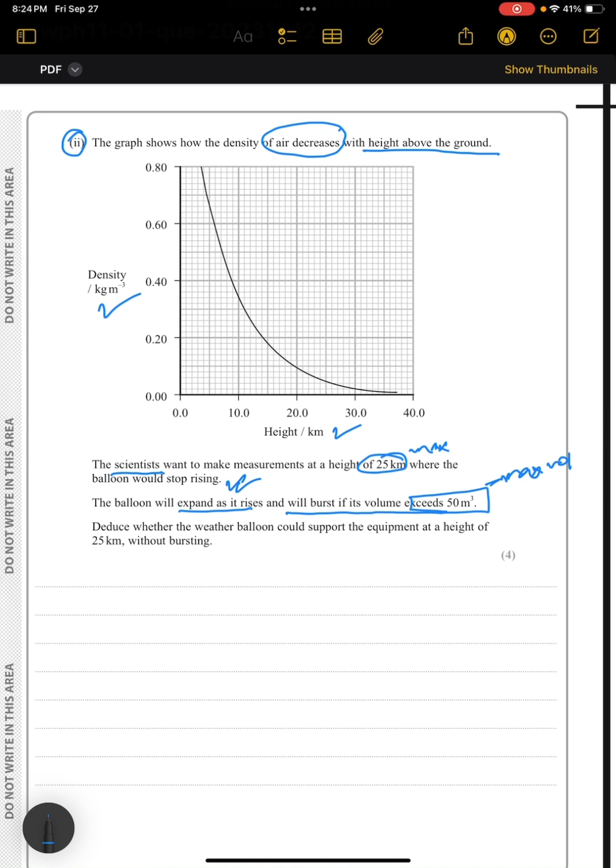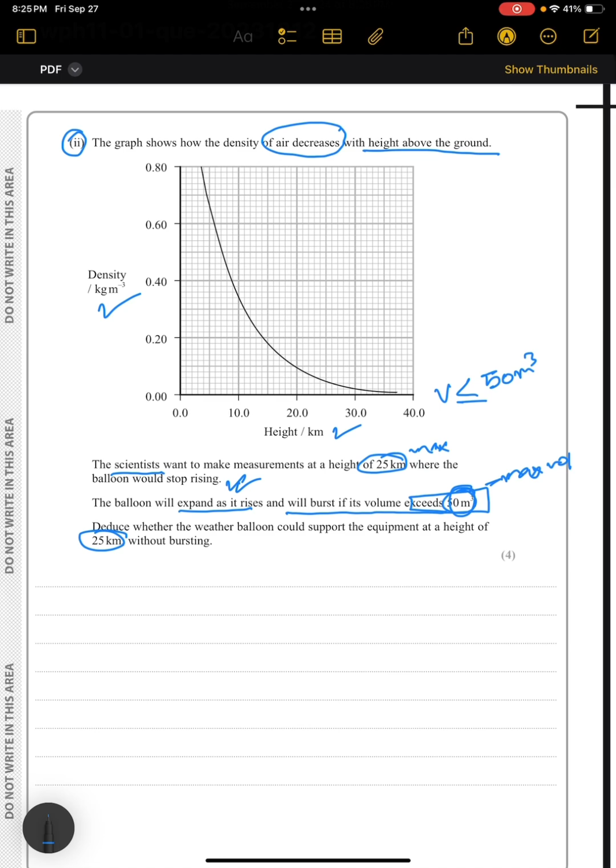They have said deduce whether the weather balloon could support the experiment at a height of 25 km. So basically they are asking, at 25 km will the volume be 50 meter cube or less than 50 meter cube. If it is greater than 50 meter cube, then the balloon will burst. So let me write it down. The volume needs to be less than or equal to 50 meter cube. So let's find out the volume.